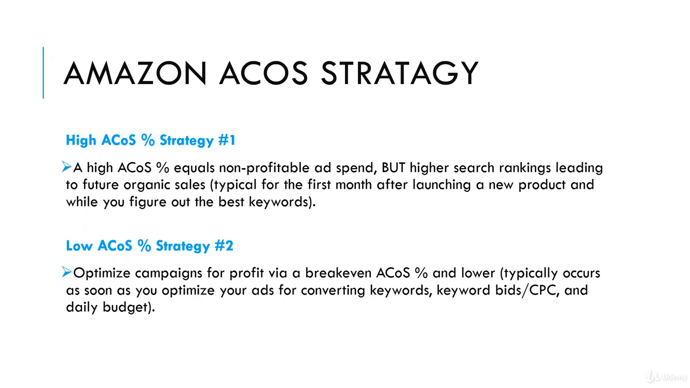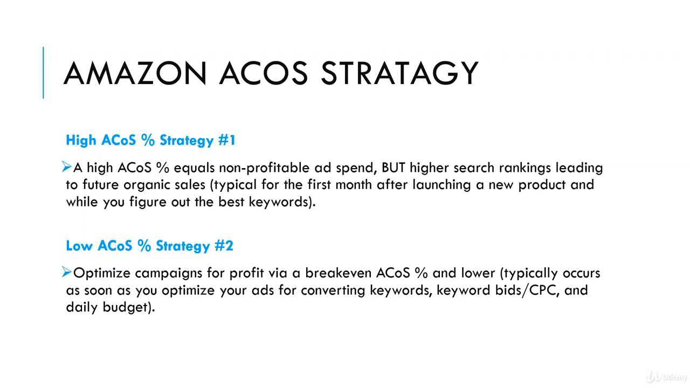A high ACOS percent equals non-profitable ad spend, but also higher search rankings leading to future organic sales. I'm typically okay with a high ACOS, or non-profitable ad spend, within that first month after launching a new product. This is that time I'm trying to figure out my best keywords, my highest converting keywords, and honestly, I want to spike my BSR so I rank higher for these variant keywords, and I'm willing to spend to get on that first page of Amazon search term results.